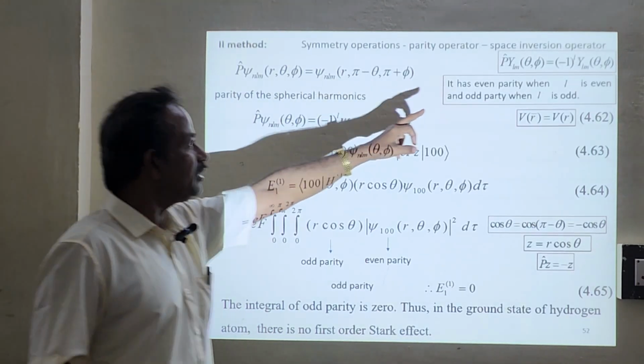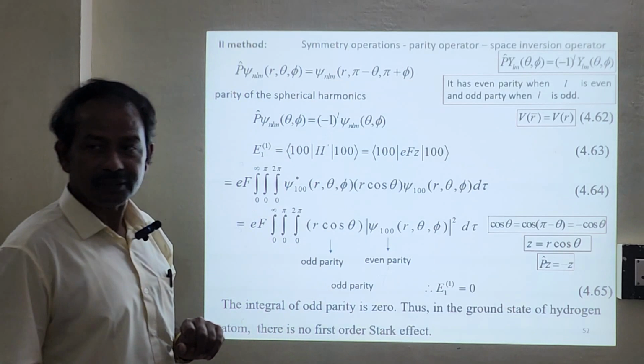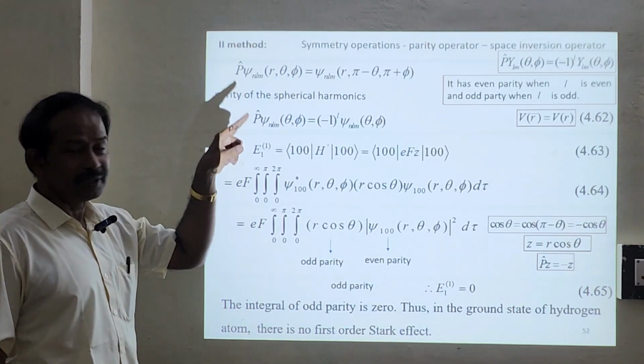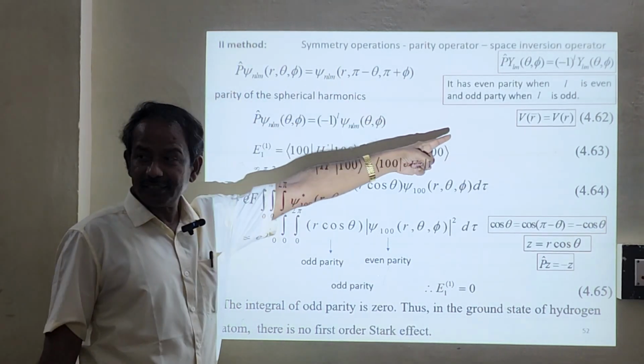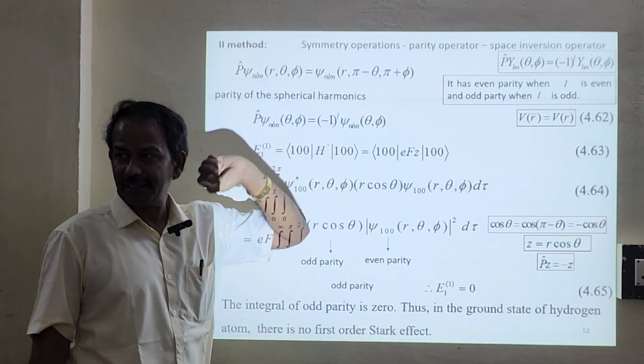When L is even, it has even parity. When L is odd, it has odd parity. So you have to remember those things. This will work out only for a spherically symmetric potential, V of r vector equal to V of r. So those things are very important.